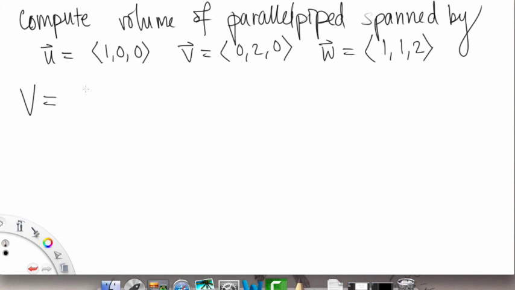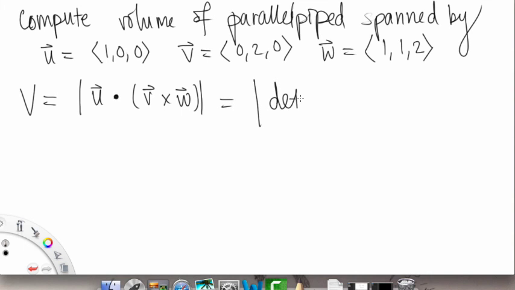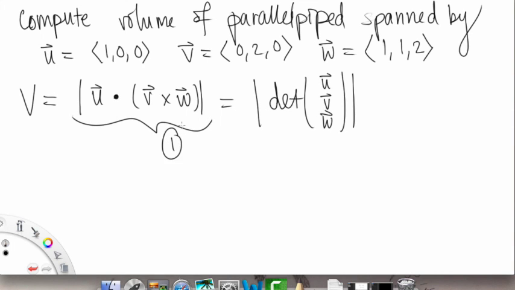So volume could equal the absolute value of u dotted with v cross w. Or this also equals the determinant, if you set it up, of u, v, and w in that order. The first way will be this method: I'll take the cross product and then dot it with u. The second method, I'll just do the direct computation, taking the 3x3 determinant formed by these three vectors.